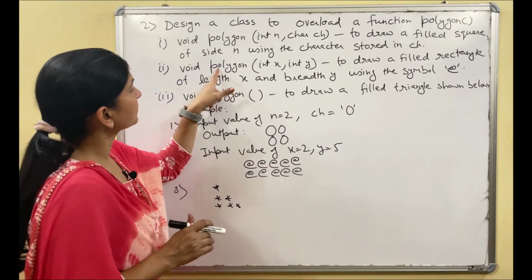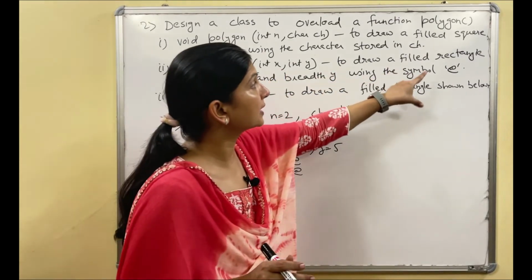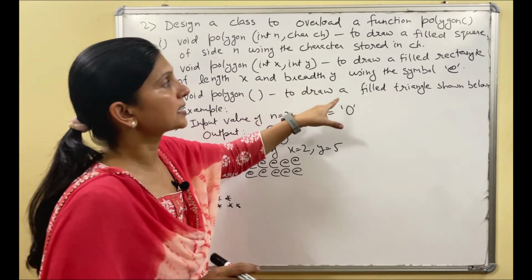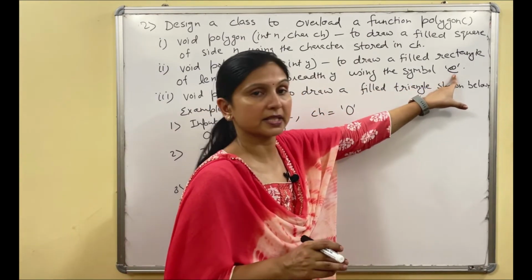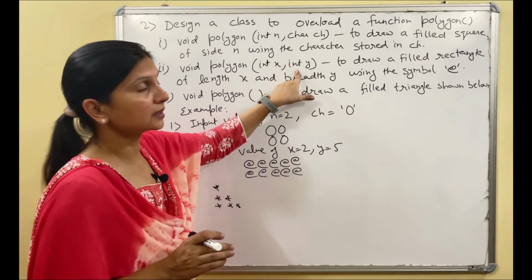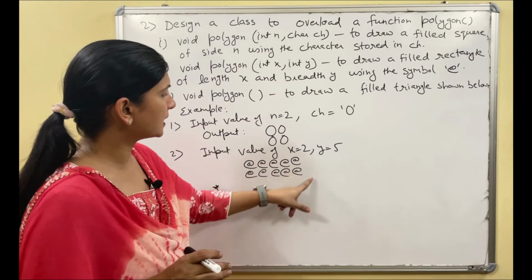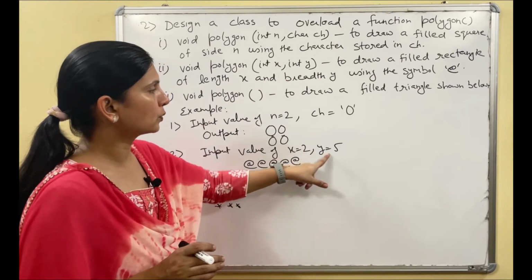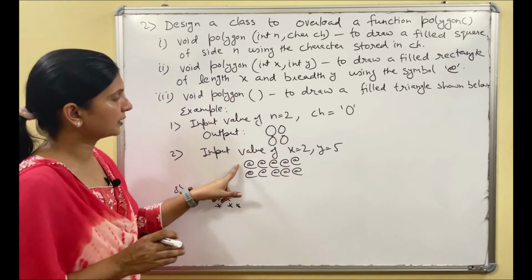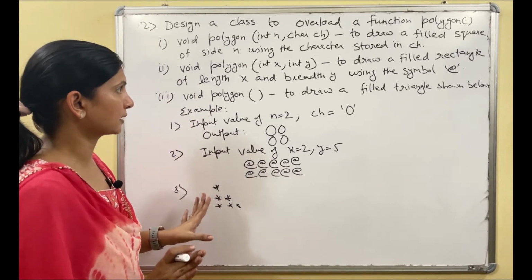Now the second function, void polygon, two parameters are passed. What is the purpose? To draw a filled rectangle of length x and breadth y using the symbol @. Here the symbol is specific, @. We will pass two parameters x and y, length and breadth. If x is 2 and y is 5, the output should be this. It should be filled with the @ symbol. One by one we will make it. Let's understand the question first.